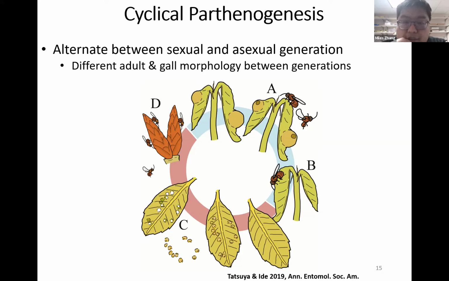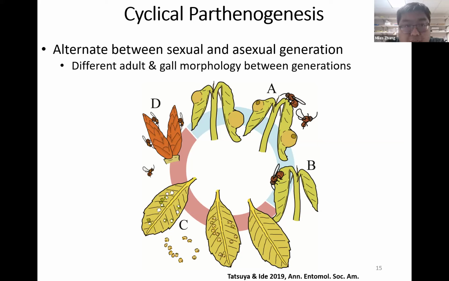Here, in blue, is the sexual generation. This occurs in the spring, where there are males and females. They will come out of these leaf galls, and then the males and females will mate. The female will lay eggs into the leaf. They will develop into leaf galls that look different, right? And then in the fall, this is the asexual generation. Only females will come out, and these females look different from the sexual generation females. And even the galls look different, right? And then they oviposit into the leaf buds, and the cycle repeats itself.